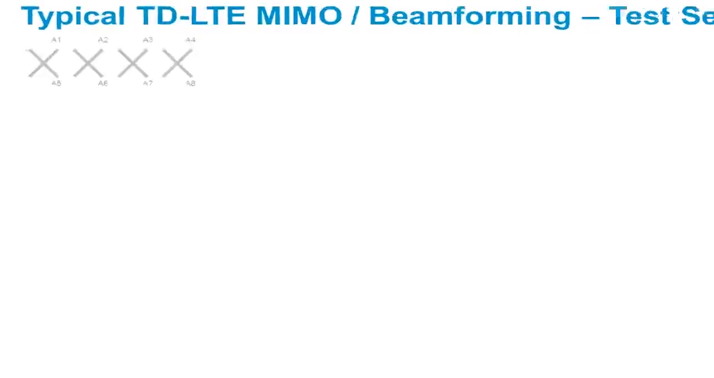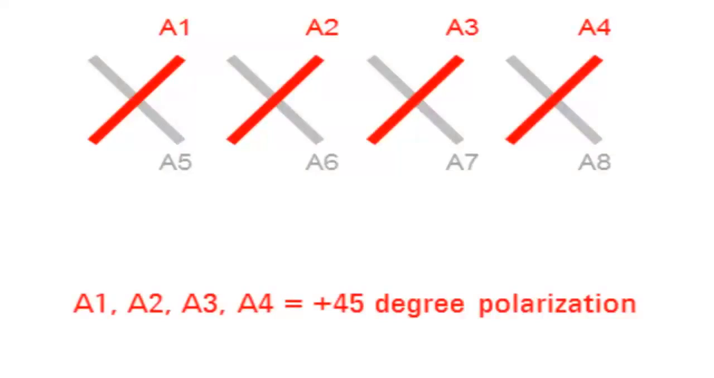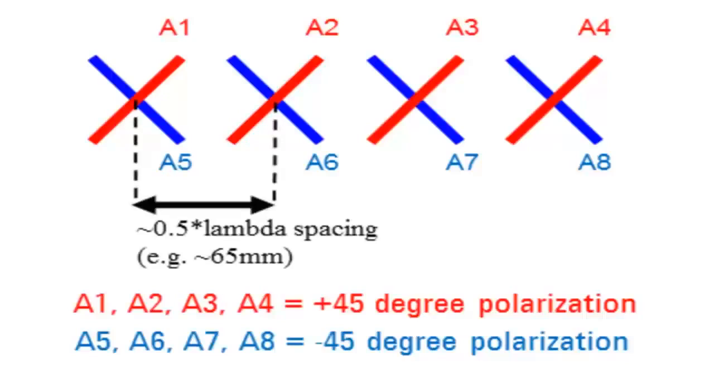A typical 8-element physical antenna configuration used within TD-LTE today is shown. It consists of two groups of antenna elements. Each group is cross-polarized at 90 degrees to each other. Antenna group 0 consists of antenna elements 1 through 4, polarized at plus 45 degrees. Antenna group 1 consists of antenna elements 5 through 8, polarized at minus 45 degrees. Each antenna element within a group is spatially separated by approximately half the RF carrier wavelength.